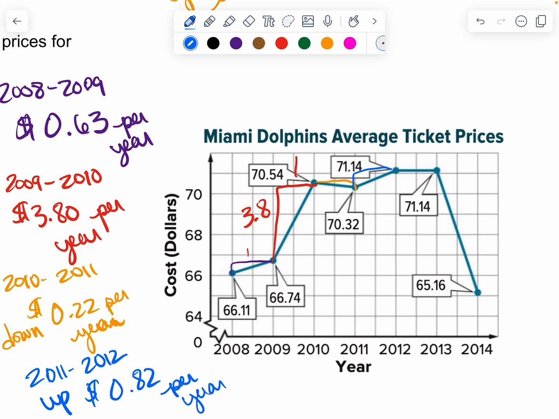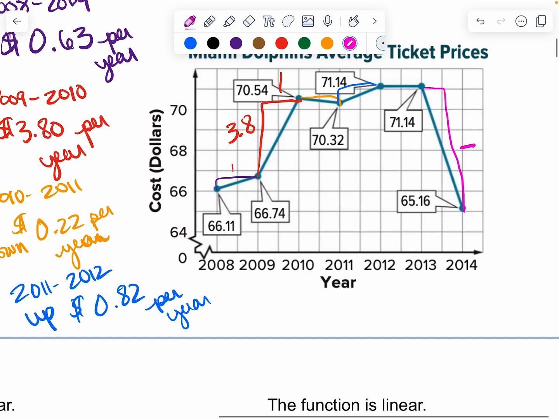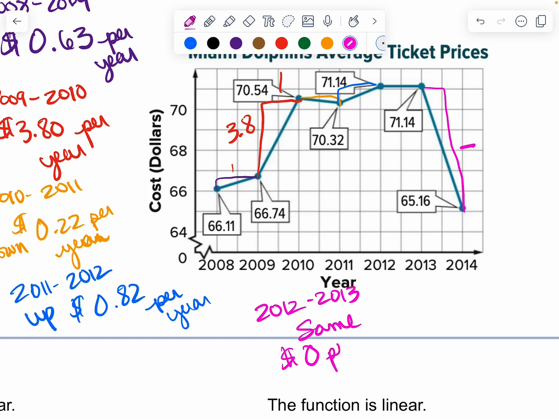And then last but not least, look at this. It went on a downfall. So that definitely went down. So 2012, oh no, I skipped 2012 to 2013. It stayed the same. So there's a zero rate, there's a 0 per year change.